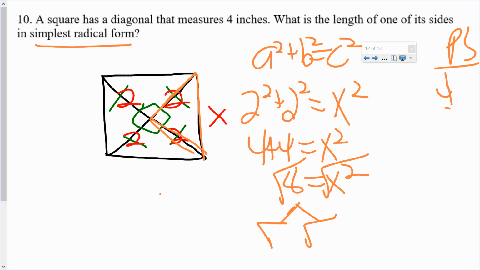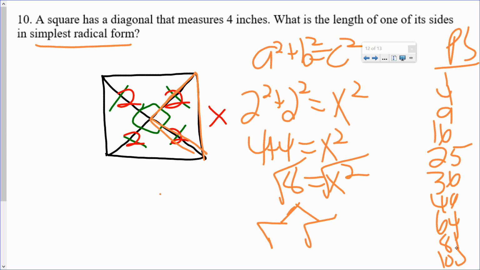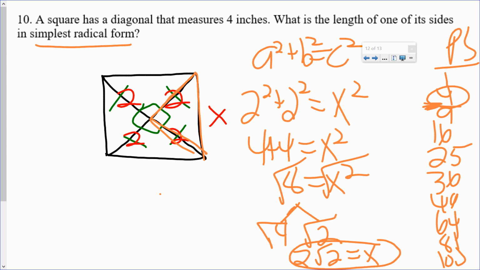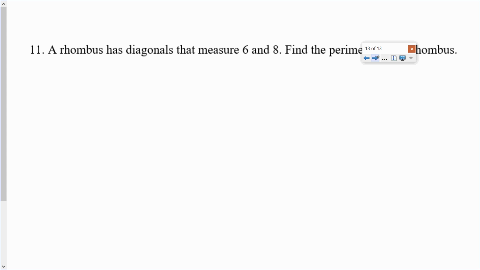1, 4, 9, 16. I like to always have my perfect squares written out whenever I'm reducing radicals. 8 would fall here. What can I divide into 8? Well, only 4. So my answer would be 2 rad 2. And that's it. So I think there's one more example like that. I'm going to let you try that on your own.